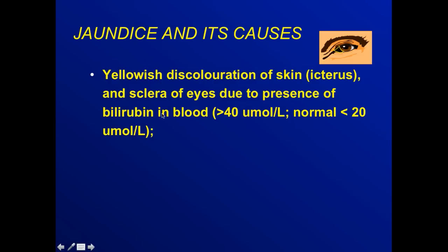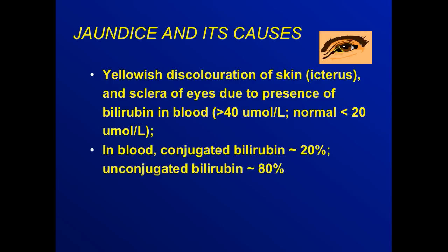Now, when can you see this yellowish discoloration of the eyes and the skin? It is only when your bilirubin gets to be more than 20 micromole per liter. This is normal if it is less, but if it is more, about 40 micromole per liter, then you start seeing a little bit of jaundice in the skin and the eyes. Not so much yet. When it reaches about 80, 100 micromole per liter, then you can see the patient is yellowish in color.